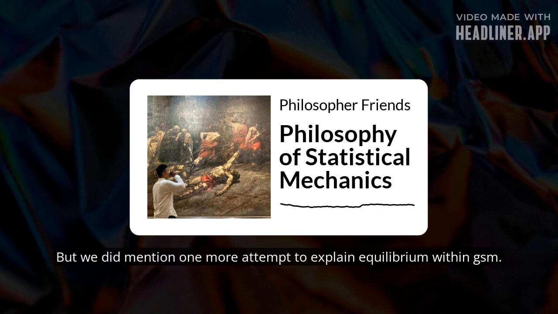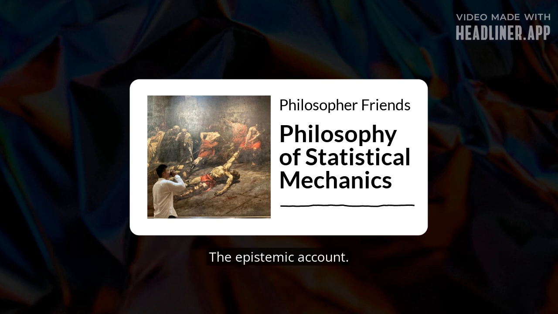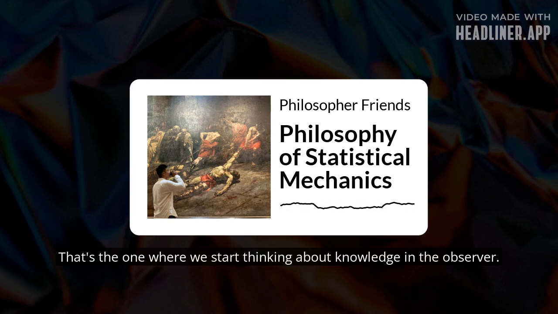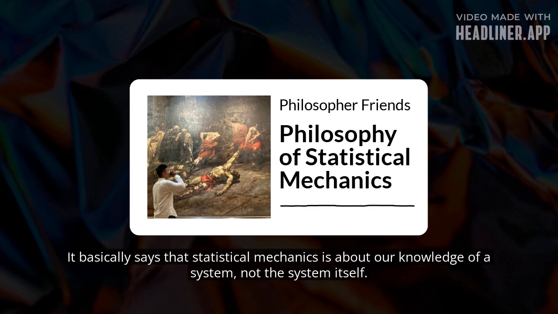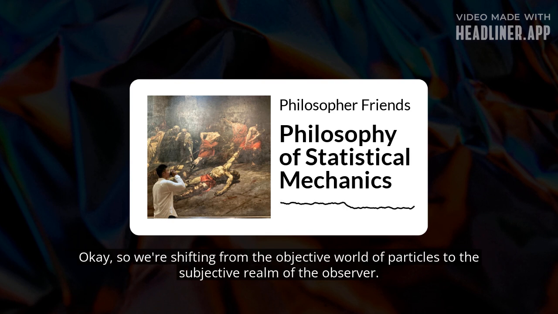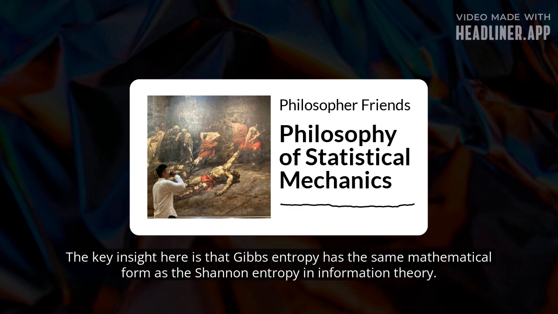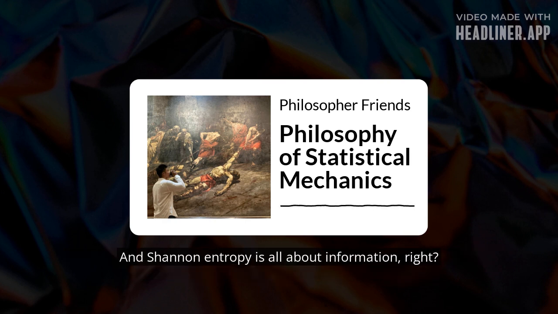But we did mention one more attempt to explain equilibrium within GSM. Do you remember? Yes, the epistemic account. That's the one where we start thinking about knowledge and the observer. Exactly. This is arguably the most philosophically radical approach. It basically says that statistical mechanics is about our knowledge of a system, not the system itself. Okay, so we're shifting from the objective world of particles to the subjective realm of the observer. In a way, yes. The key insight here is that Gibbs entropy has the same mathematical form as the Shannon entropy in information theory. And Shannon entropy is all about information.